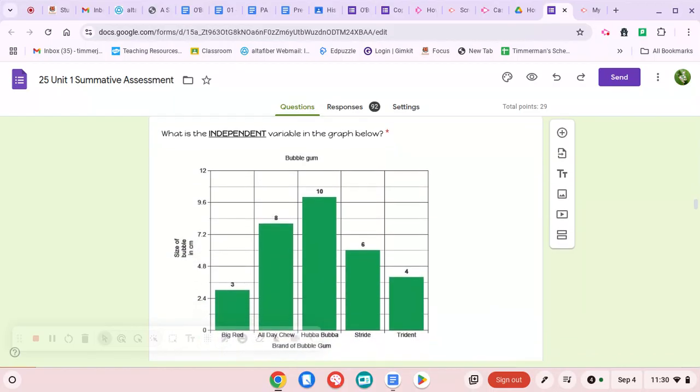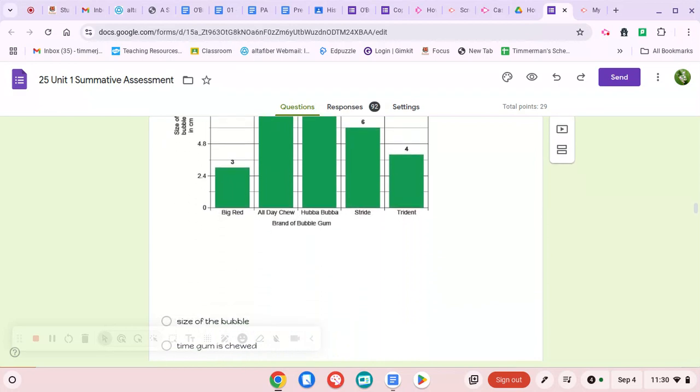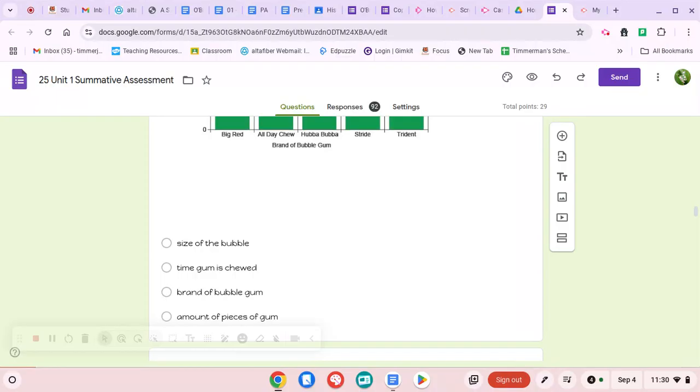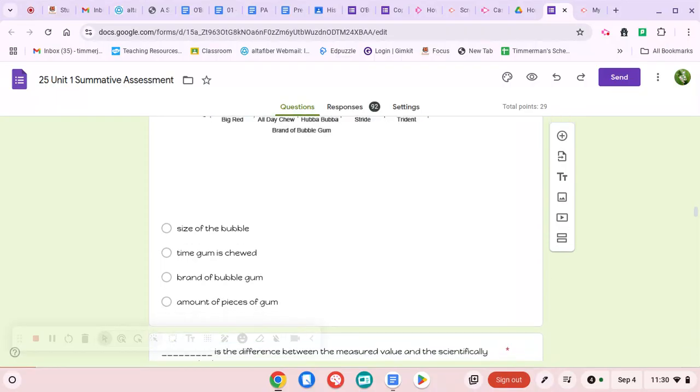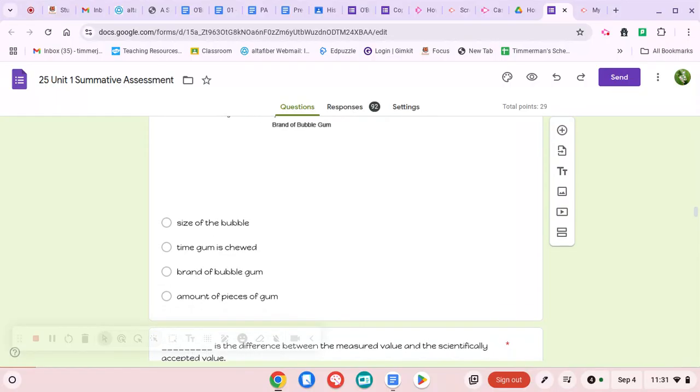What is the independent variable in the graph below? Is it the size of the bubble, the time the gum is chewed, the brand of bubble gum, or the amount of pieces of gum?